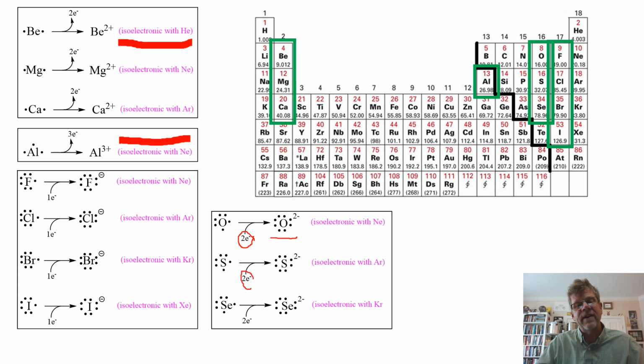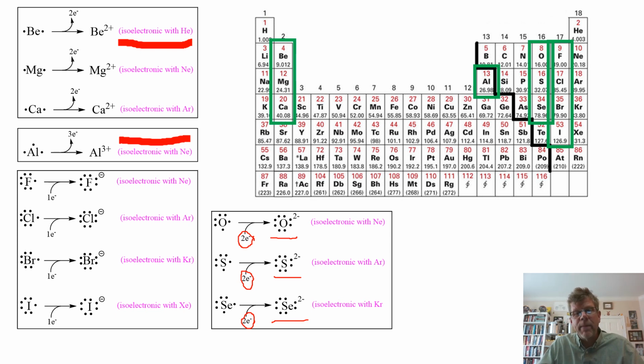Sulfur right below it is exactly the same. It picks up 2 electrons to become S2-. Selenium picks up 2 electrons to become Se2-. Why? To get that nice juicy octet, very stabilizing.